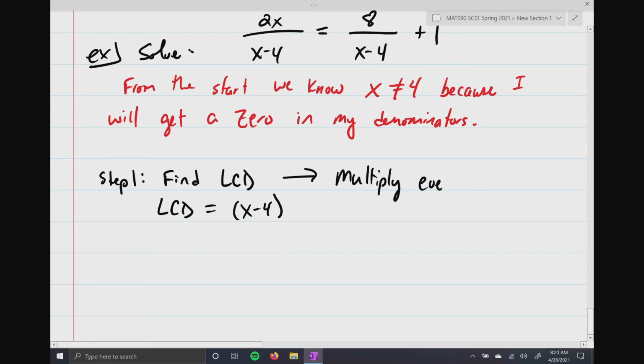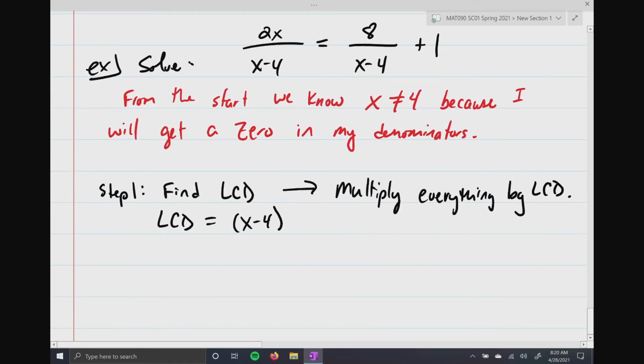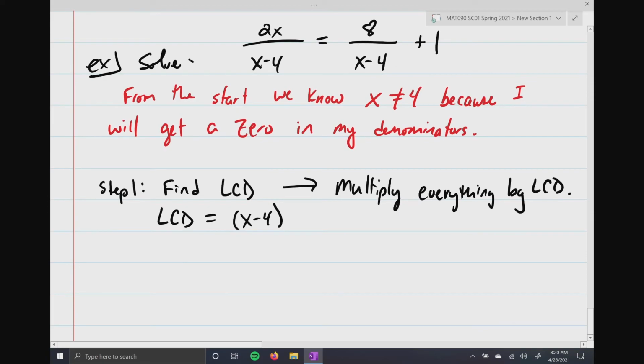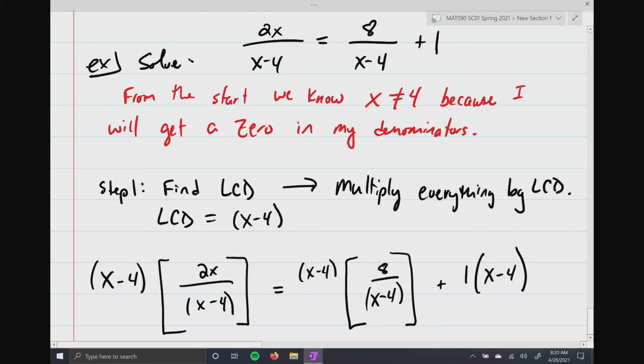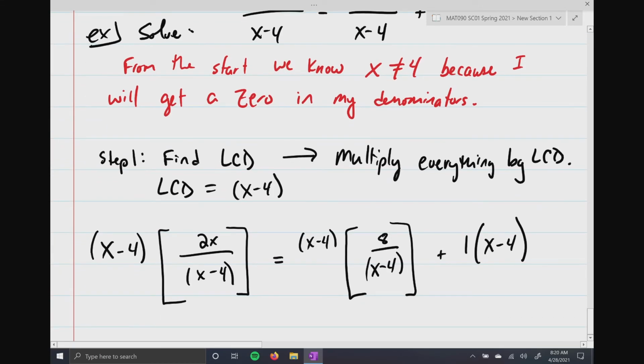Multiply everything by the LCD. All right? So that's what I'm going to do. So if you want to, just watch for a second. Watch how I set this up. x minus 4 times, and I'll put it in a big bracket so it looks clean. So there's the left-hand side of the equation. Now I'm going to do that for the right-hand side also. All right. So I wrote x minus 4 and I multiplied it times every single term in the equation.